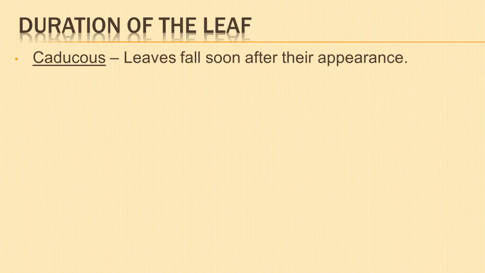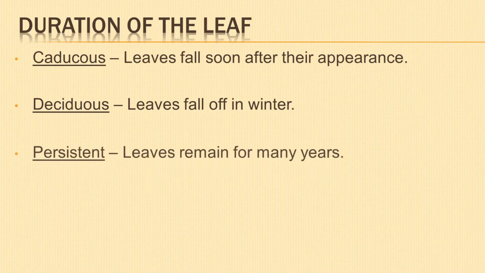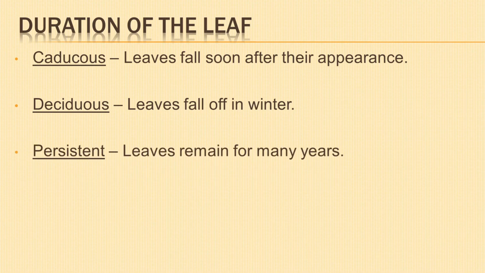The leaves may be caducous, deciduous, or persistent. Leaves which fall soon after their appearance are known as caducous. Leaves which fall off in winter or at the end of the growing season are known as deciduous. Leaves that remain for several years are known as persistent. Next are the types of leaves based on their orientation.